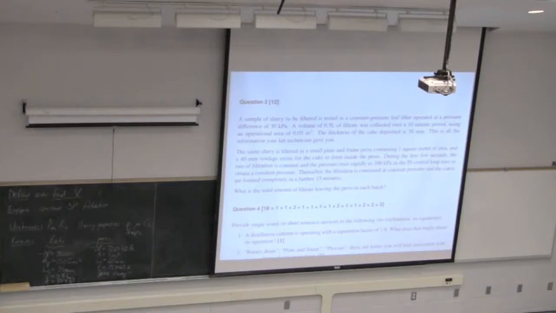We looked at that example in class last time, when we compared times, remember we said there's a few seconds due to constant rate and the bulk of your time was due to constant pressure. But doesn't it ask for the total amount of filtrate in each batch? The final question is, what is the total amount of filtrate leaving the press in each batch? So what is each batch referring to? 15 minutes, right? I thought it meant each step.